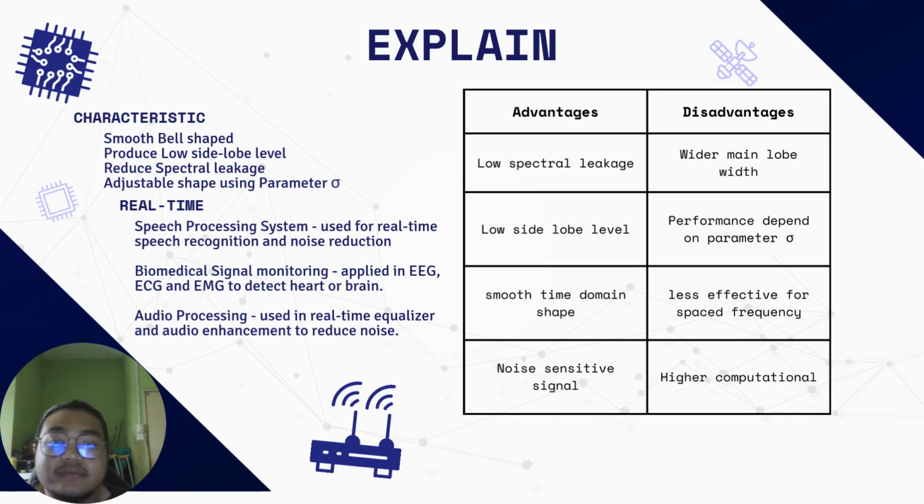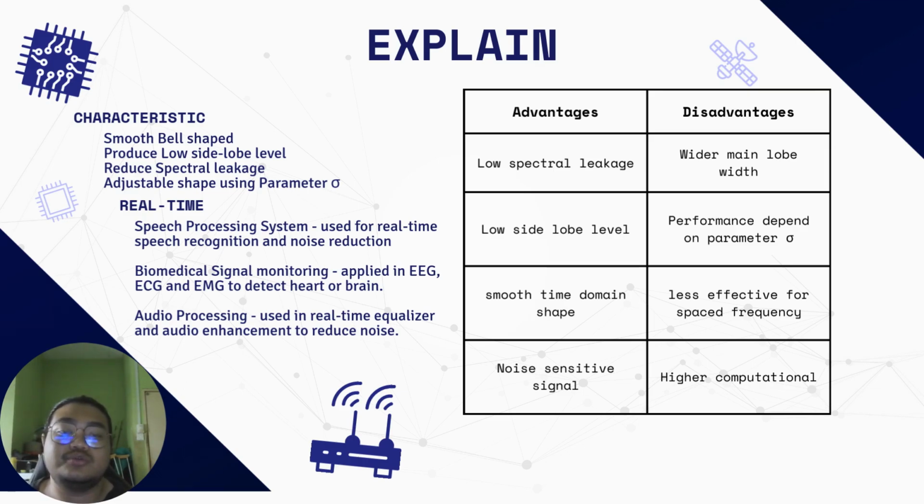Then we go through the real-time applications. The Gaussian window has three real-time applications that our group picked, which are audio processing, speech processing systems, and biomedical signal monitoring. The speech processing system is used for real-time speech recognition and noise reduction. Second is biomedical signal monitoring. It is applied in EEG, ECG, and EMG to detect heart or brain activity. And lastly, audio processing, used in real-time equalizers and audio enhancement to reduce noise.